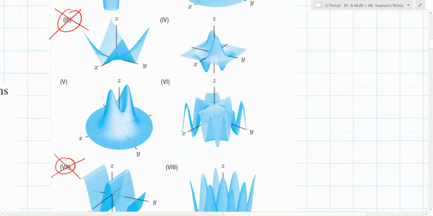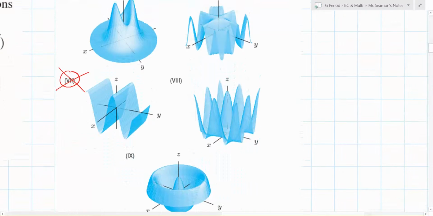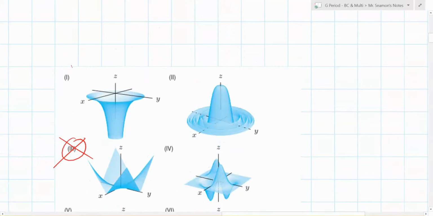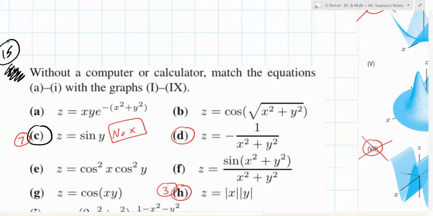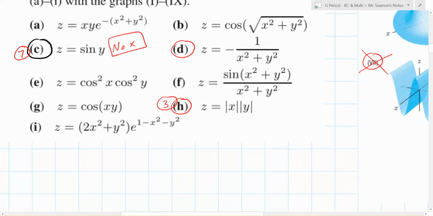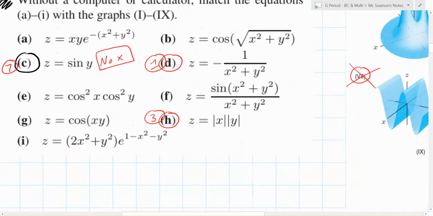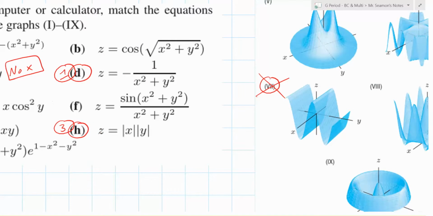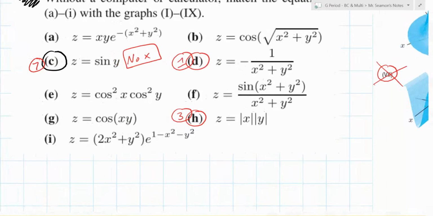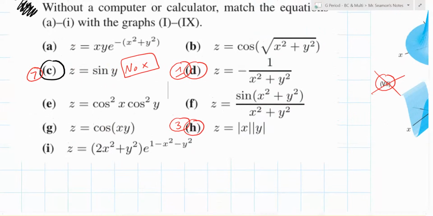So let's take a look at these. Is there one that spikes down? 1. There it is. So number 1. Nice. So now it gets more fun. Excellent. Now it gets really fun. Which one do you want to investigate next?